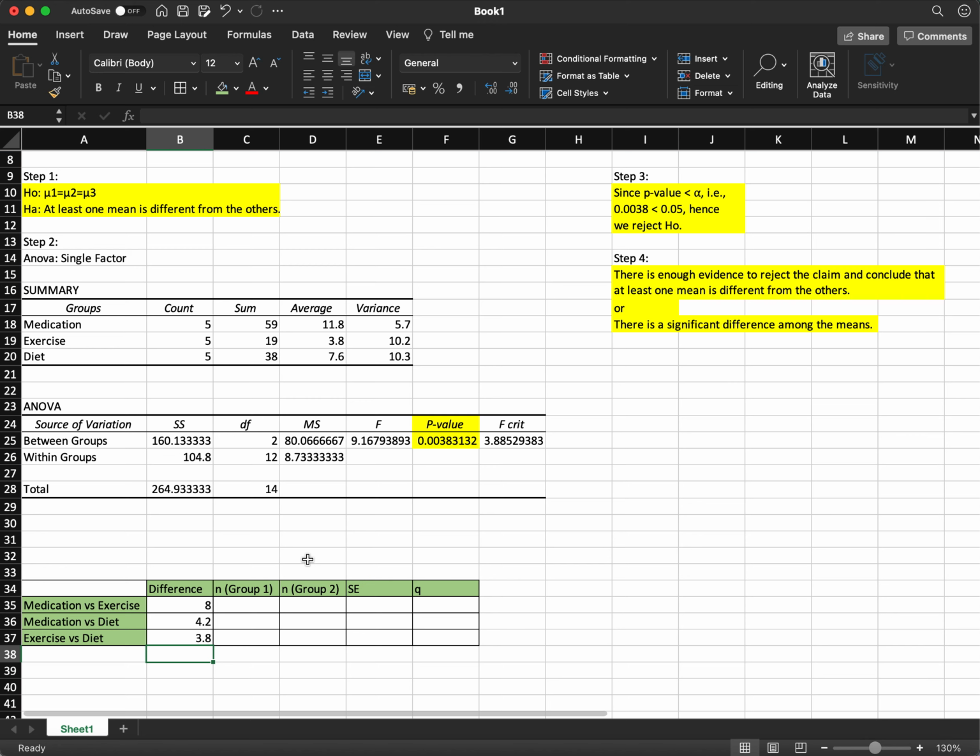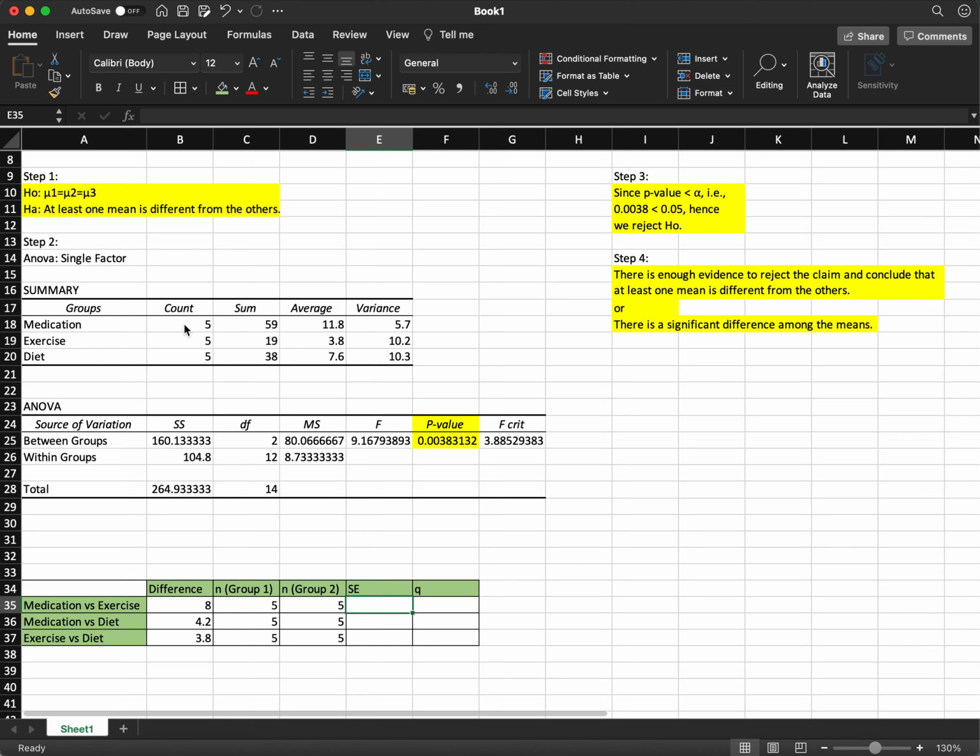Next we need to determine the n per group. So here n of group 1, group 2. Group 1 refers to the first word here, and group 2 refers to the second word here. For group 1 we have medication, medication, exercise. So the n of group 1, how many are there? Actually they're all 5. So 5, 5, 5. There you go. There are some cases wherein the groups are not the same. This video will show you if ever that happens.